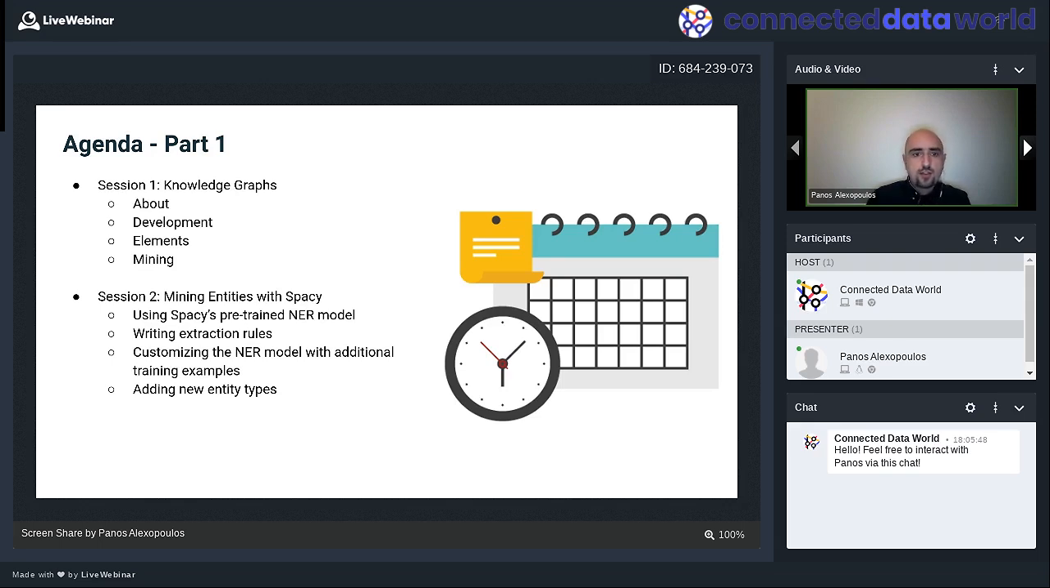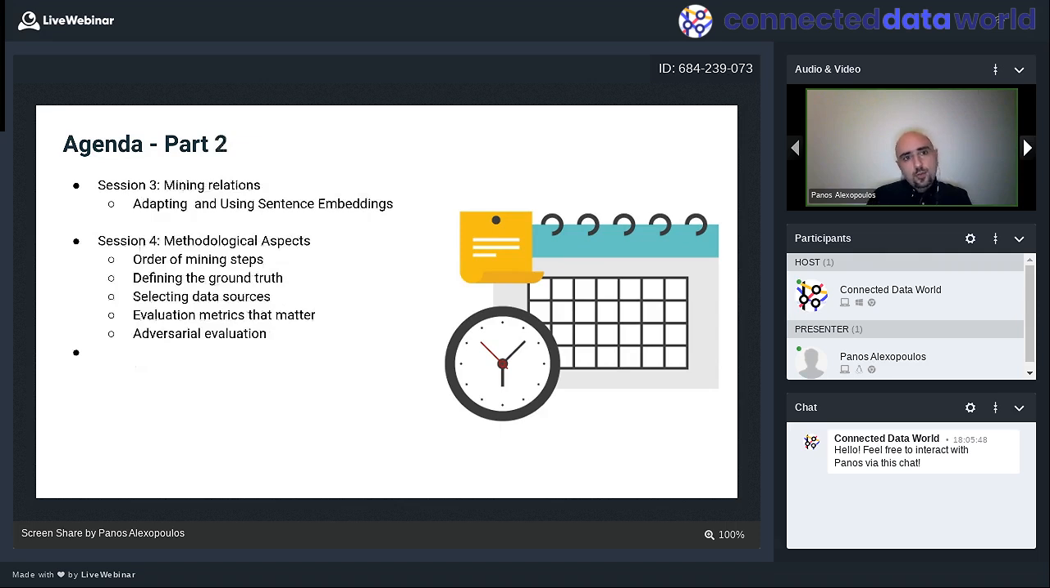In the second session, we're going to focus on the problem of entity mining. A knowledge graph typically contains entities and relations. Session 2 will be about how we discover entities from text in an automatic way. We're going to use spaCy, an open source NLP toolkit, and we're going to see how we can use its pre-trained NER models, how to write custom extraction rules, but also how to customize the models with additional examples and additional entity types that we might have in our domain or application scenario.